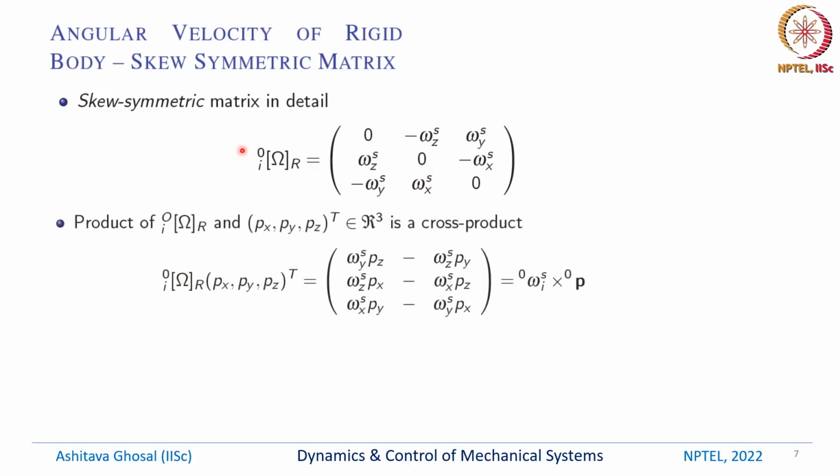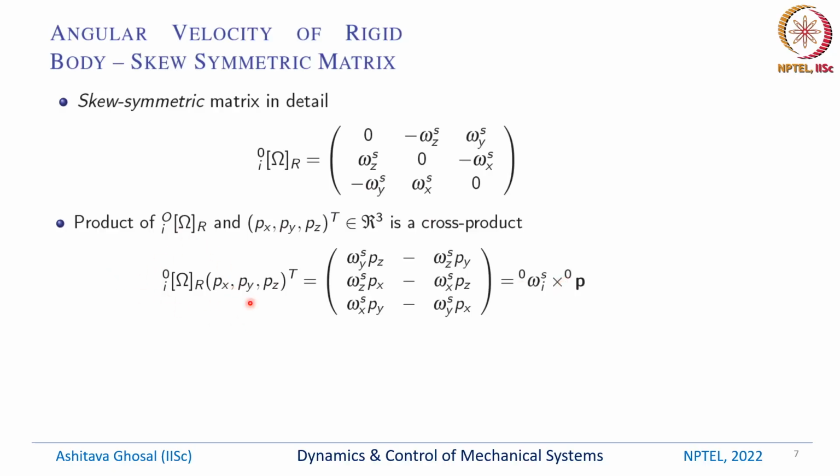The product of this skew-symmetric matrix 0 I Omega into any vector, as has been mentioned earlier and one can verify, is nothing but the cross product of the vector omega 0 I s with 0 p. So we are going to use this notation. 0 here means the reference coordinate system, I means this is the ith rigid body, s here we'll see stands for some space-fixed angular velocity vector, and 0 p means this is the position of a point with respect to the 0 coordinate system.